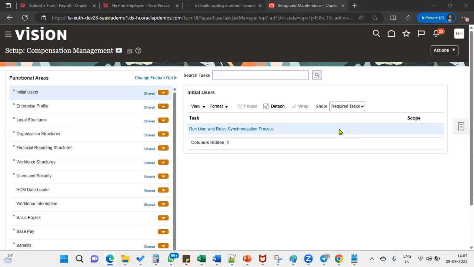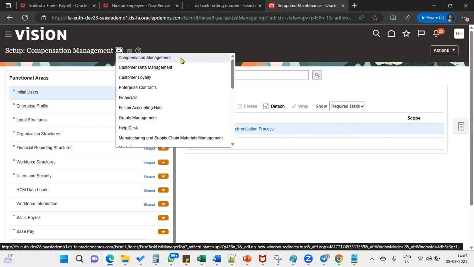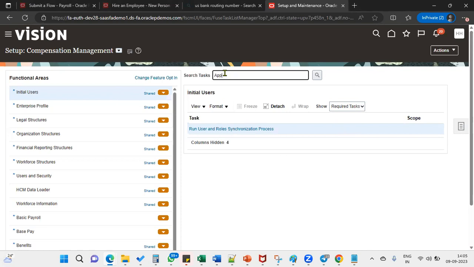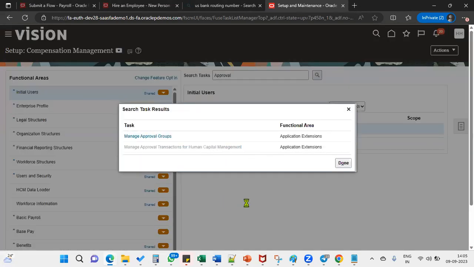In this session, I'm going to explain about Oracle Fusion Cloud HCM approvals. We know that it's a very common requirement when we are working with the project's approval configuration. So we will have different types of approval transactions.